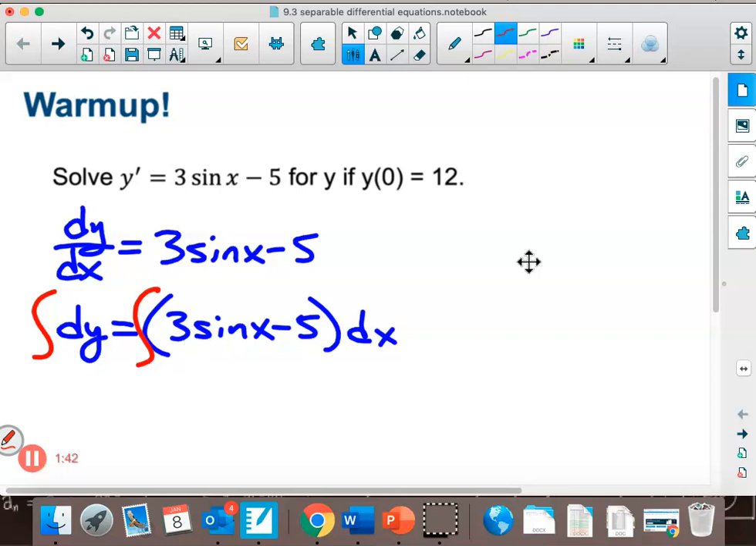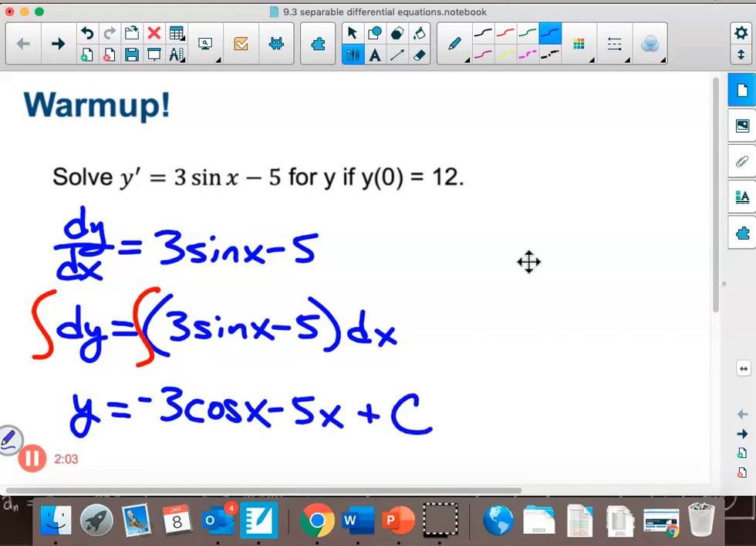So when I integrate the left side with respect to y, what's the antiderivative of 1 dy? Y. So this side has an integral of y. This side, antiderivative of sine is negative cosine, so you get negative 3 cosine x minus 5x plus c. The most important thing that you can write on your paper when you are solving a differential equation is writing the plus c.